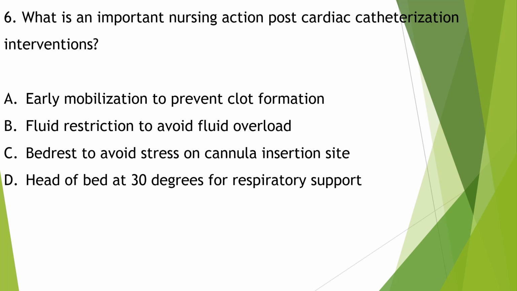A right heart catheterization can be done through a suitable vein, can be a femoral vein, brachial vein or subclavian vein, and the catheter is advanced to the right heart via the inferior or superior vena cava. A left heart catheterization is done through a suitable artery, femoral, brachial or radial, and the catheter is advanced up through the aorta and into the left heart.